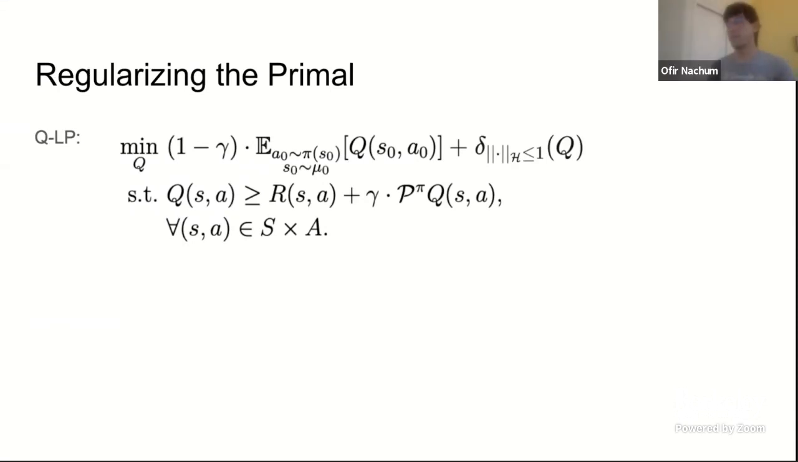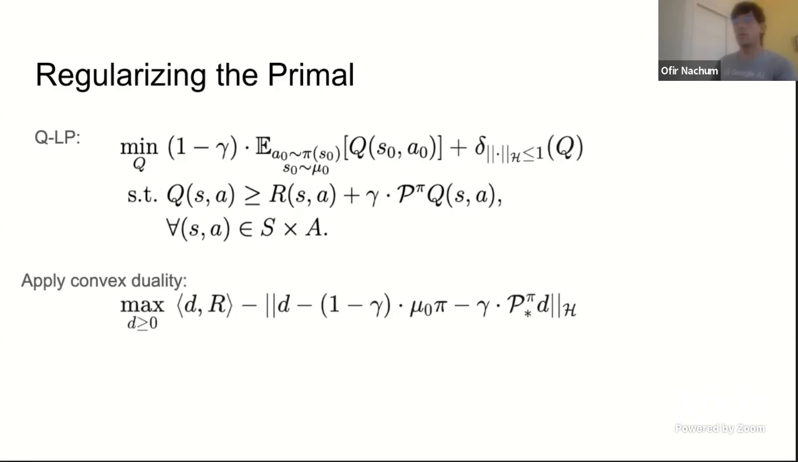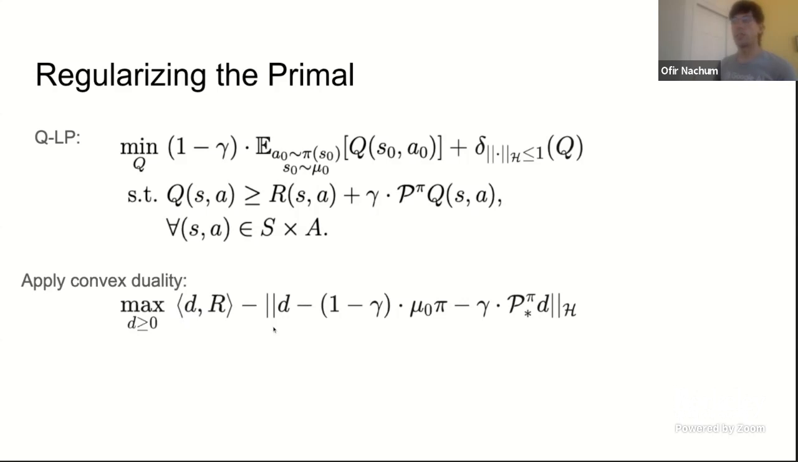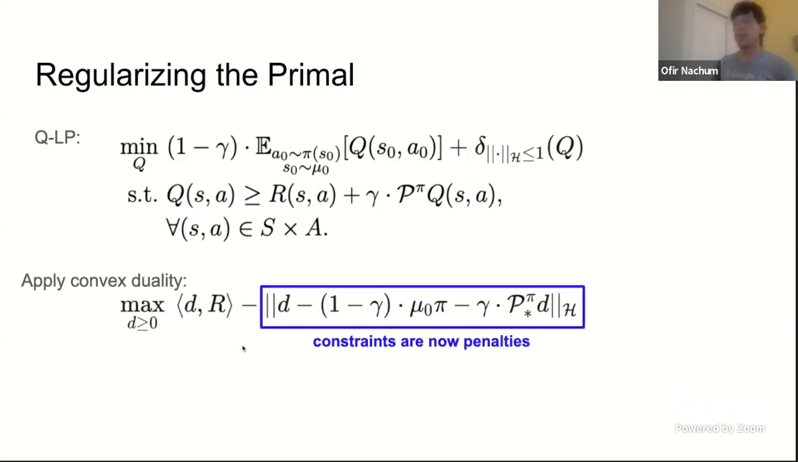Okay, thanks. So here's the regularized version of our primal. I've got the same primal objective and primal constraints, but then I've added this penalty, which essentially constrains Q to be a bounded RKHS norm. And like in the dual, we can apply convex duality and end up with an objective which is back in the dual space, in the sense that now we're optimizing over this D distribution. But the difference is that the constraints are now penalties. The previous dual LP had this objective, and then these were constraints, and we were constraining them to be exactly 0.